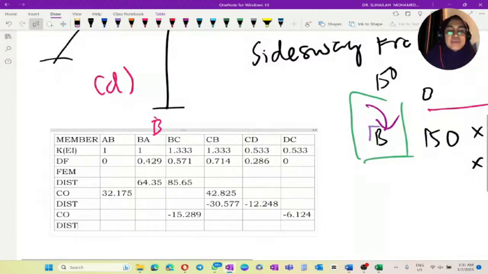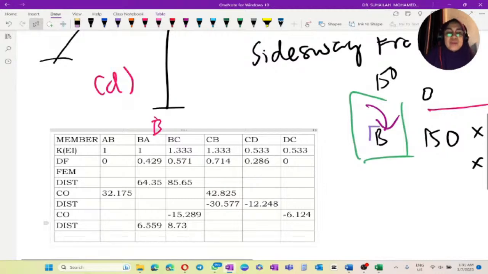We will distribute again. Okay, so this one will be positive, positive. So 15.289 times 0.429, it is 6.559. And the other one, 15.289 times 0.571, is 8.73.